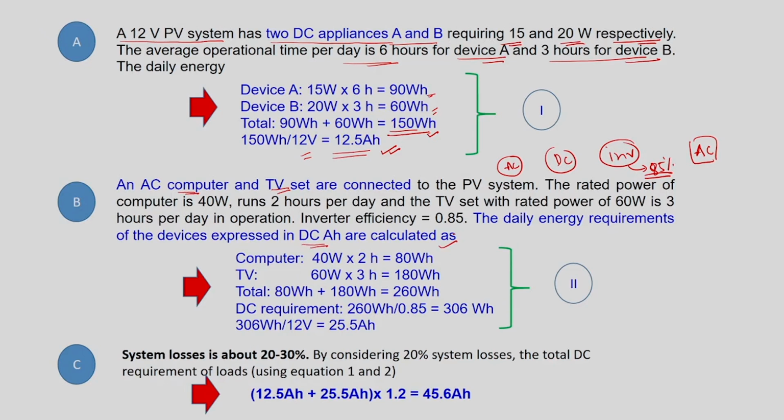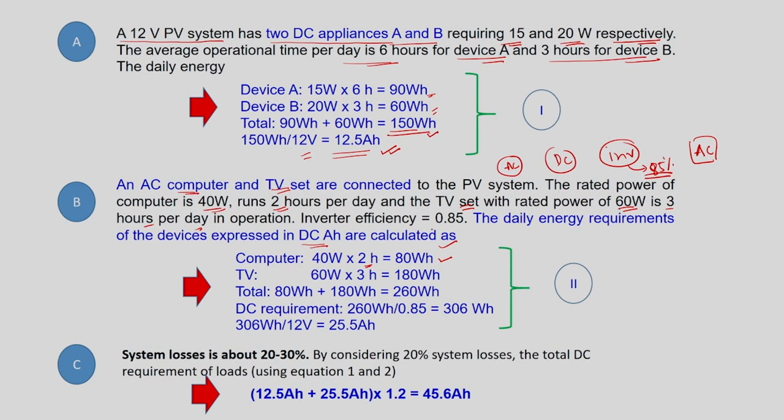In this case, the rated power of the computer is 40 watt and it will run for 2 hours per day, and for the TV set the rated power is 60 watt and it will run for 3 hours per day. So for the computer, 40 watt for 2 hours will be 80 watt hour. That is the AC requirement. For the TV it is 60 into 3, so 180 watt hour, and in total it will be 260 watt hour.